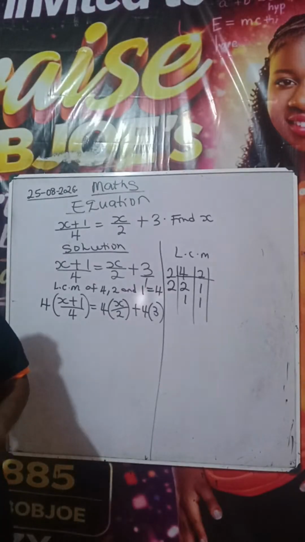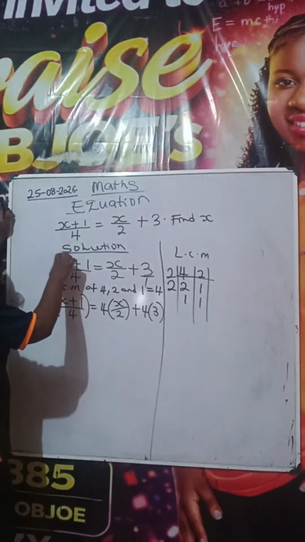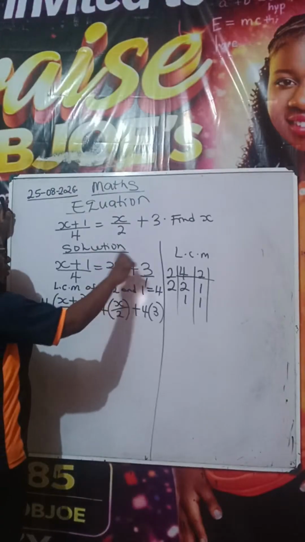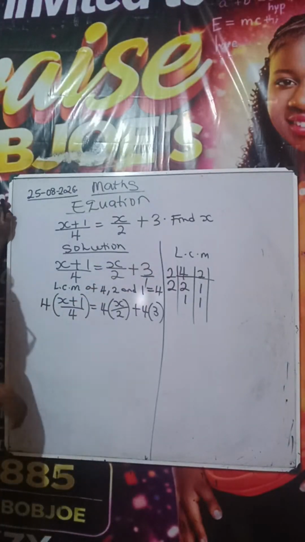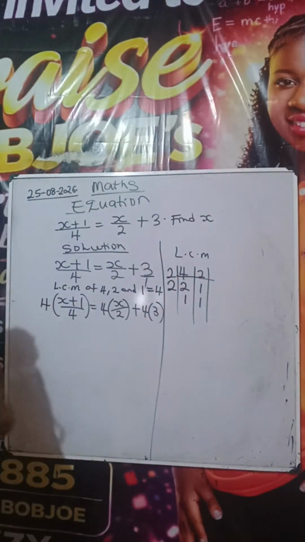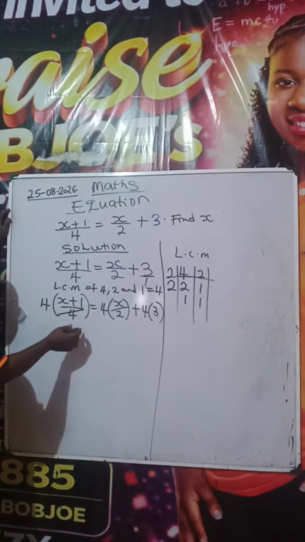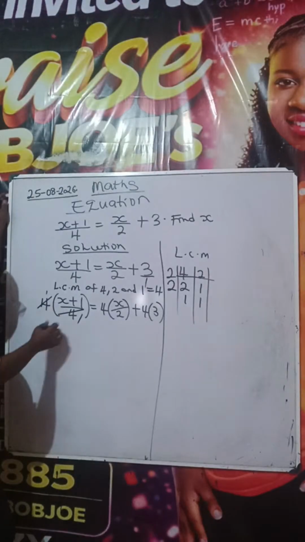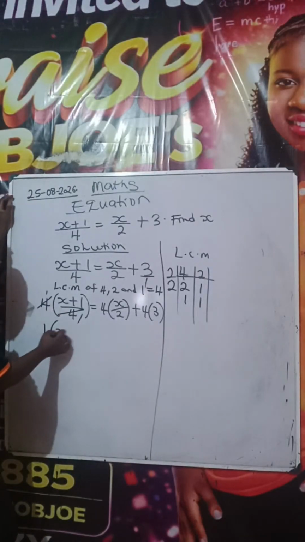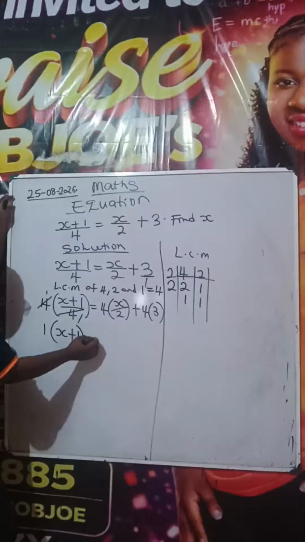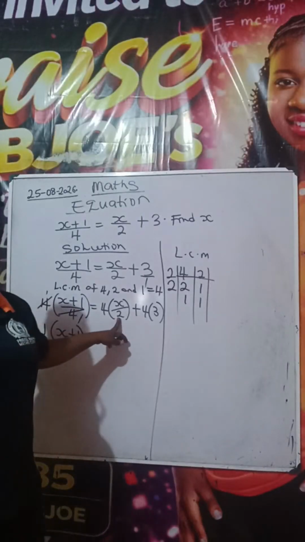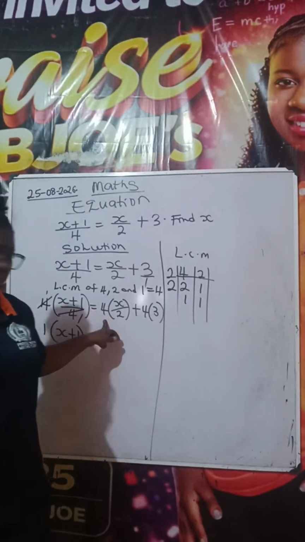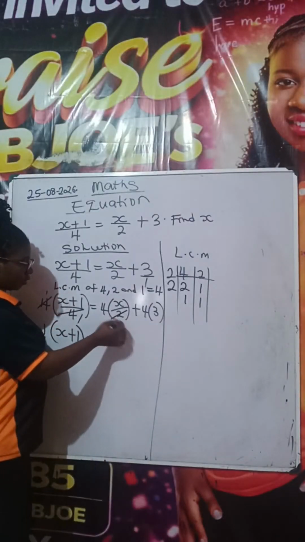Now, that is why with the LCM 4, you times here by 4, times here by 4, times here by 4, just to clear the fraction. And that would be 4 divided by itself 1, 4 divided by 4, 1. So in this place, I'm left with 1 multiplying x plus 1 equals 2. Now use this 2 to divide the 4, and that would be 2 divided by 2, 1.